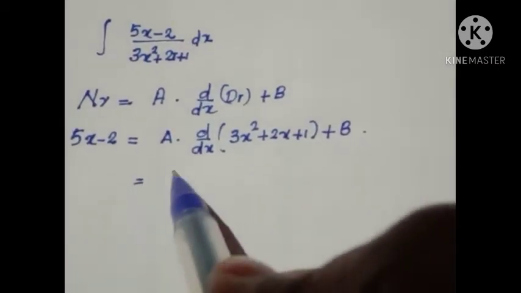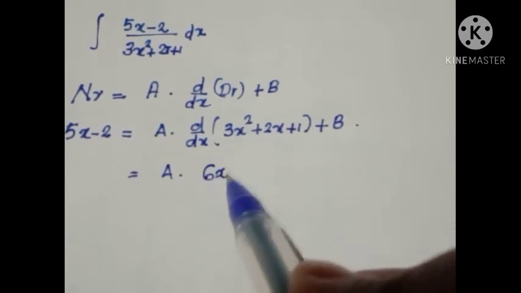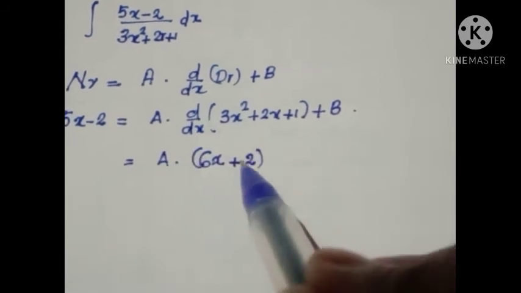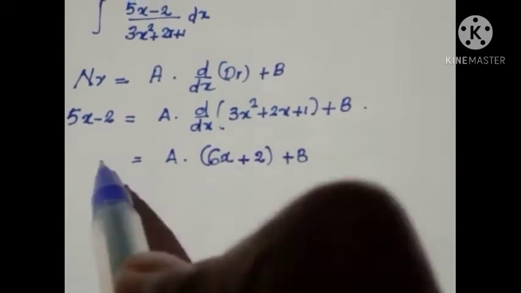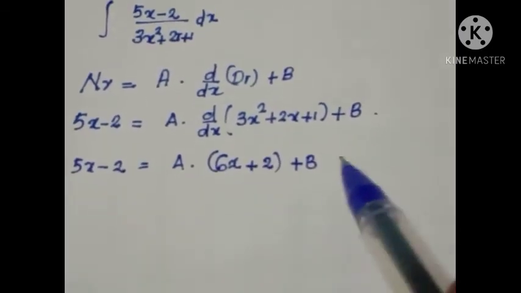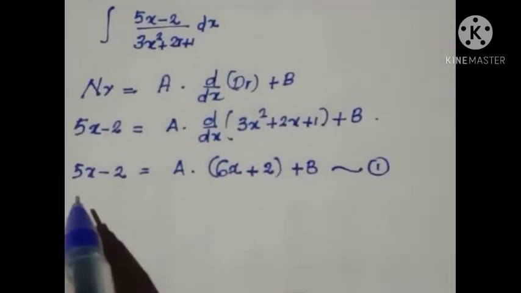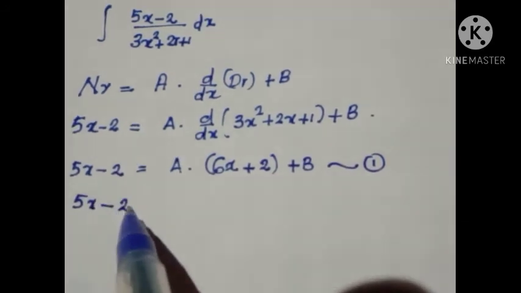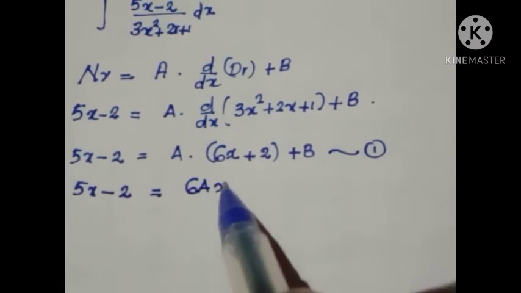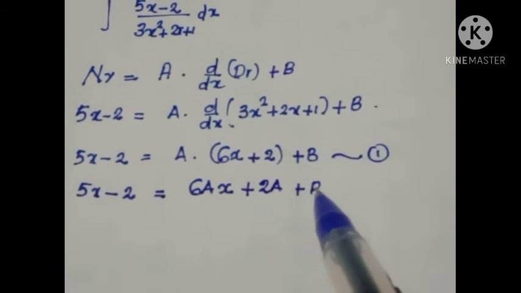Now find the derivative. So a times, the derivative of 3x² is 6x, plus the derivative of 2x which is 2. So a into (6x + 2) plus b. 5x − 2 equals a(6x + 2) + b. Put it as equation number 1. Now expanding, multiplying with a, we get 5x − 2 equals 6ax + 2a + b.